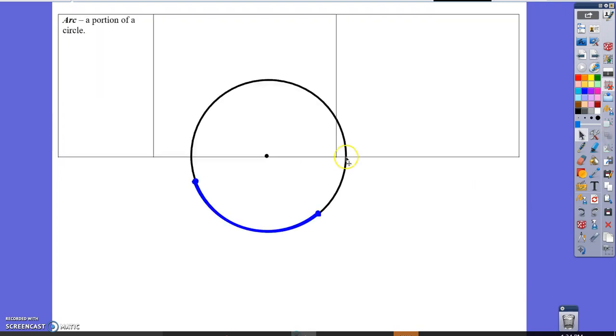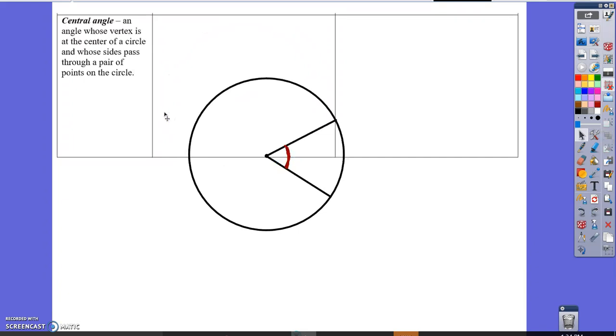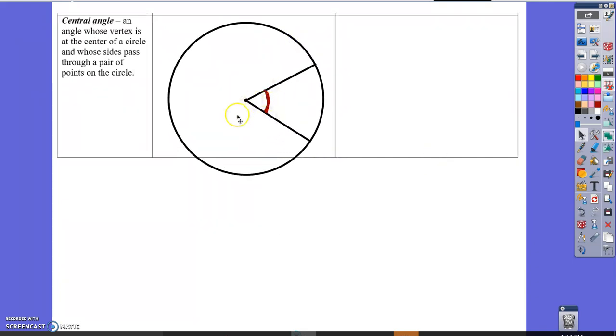Then we have an arc. Notice it's a portion of a circle. So it's the edge of the circle though. So arc is part of a circumference. So it's a little bit tricky that way. Then we have the central angle. And notice it's in the center of the circle. So that's what we got here.